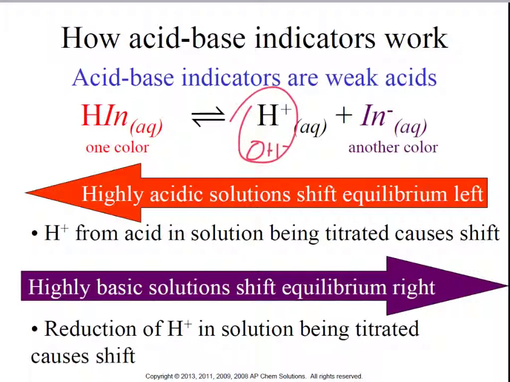If, however, we were in a basic solution, which produces hydroxides, those hydroxides are going to react with those H pluses, therefore eliminating them, so we're removing something from the equilibrium system. That's a stress, and so the equilibrium is going to shift over to this side to produce more H pluses to fill in that void. When it does that, it's also going to produce this color, and so it's going to shift away from red to purple in the case of this picture.